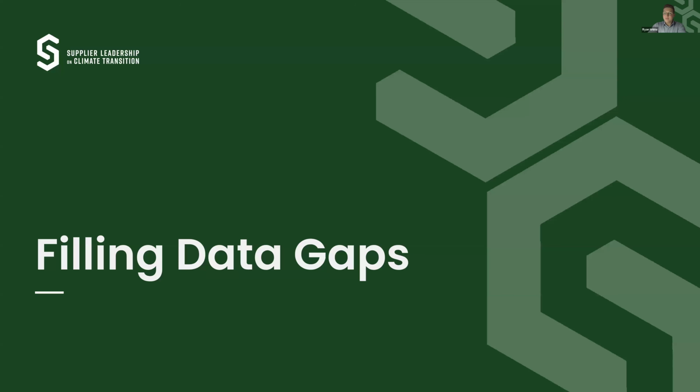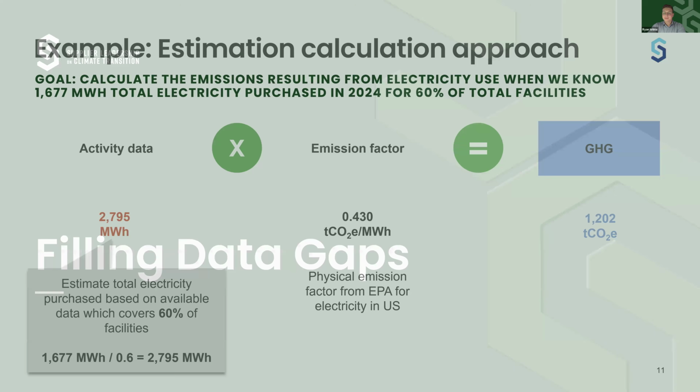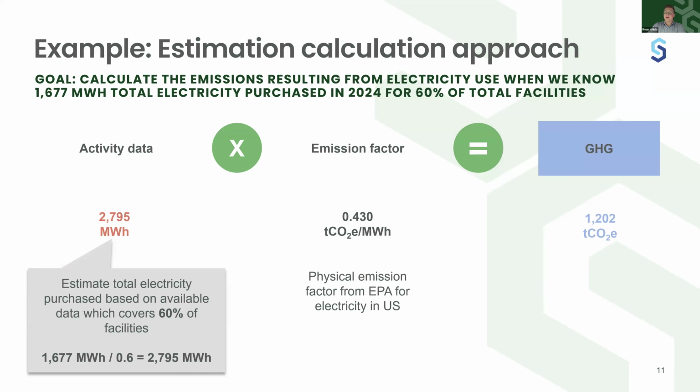For our next guided section, we'll be continuing the conversation on how to fill data gaps. Here, we will get into an example of how to estimate calculations. In this example, we know that about 1,600 megawatt hours covers 60% of this company's facilities. Using this information, we will scale up to estimate the company's total consumption, including the missing 40% of facilities, resulting in an estimate of about 2,800 megawatt hours consumed across the entire company. In the next slides, we will investigate where this missing consumption is coming from.